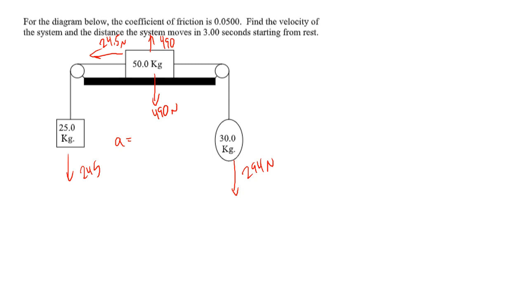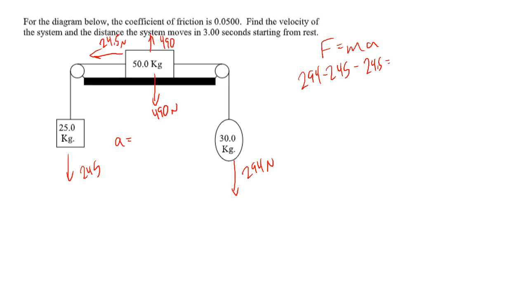Alright, so from here, what can we do? Well, let's figure out what the net force is. So F is equal to ma. Have you ever heard of that formula before? So we're going to have 294 minus 245, but that's not all that's pointed that way. We also have to minus the 24.5.